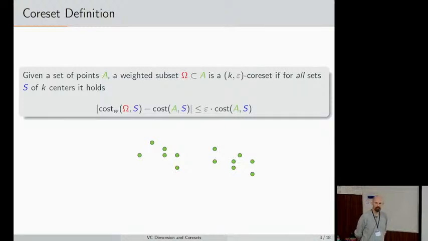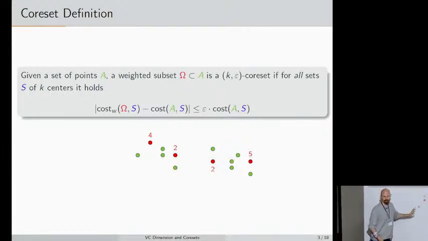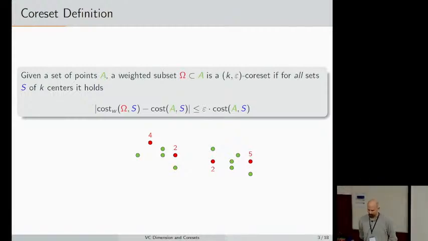Given the points A, we're looking for a weighted subset omega. These red points here are omega, and the numbers above and below are the weights. You can consider the weights as meaning that a point represents this many other points. So a weight of 4 means that this point corresponds to 4 others.